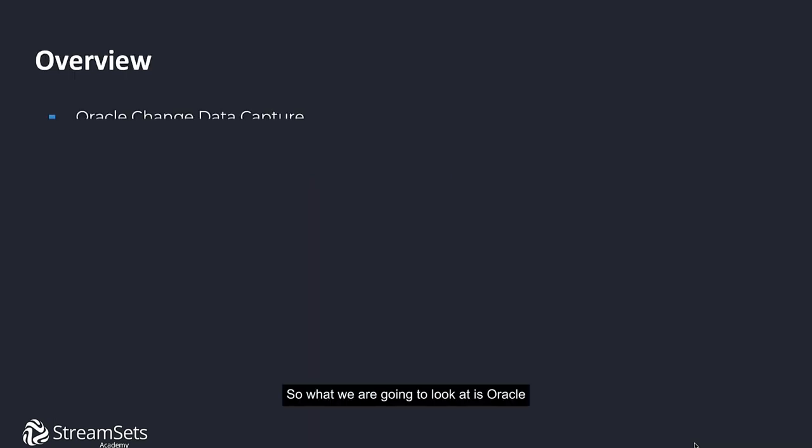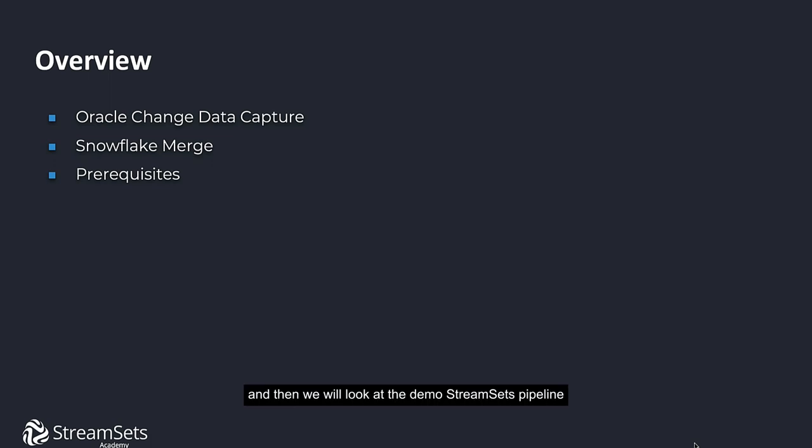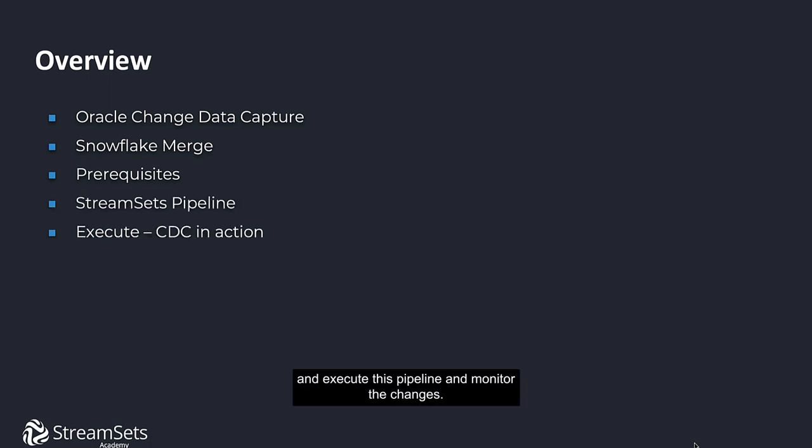So what we are going to look at today is Oracle Change Data Capture, what it is, and how we can use it. We will look at Snowflake Merge, where we can use Snowflake as a destination and set it up in such a way that it extracts all these changes from Oracle and writes them into Snowflake. There are some prerequisites we'll have to go through. And then we will look at a demo StreamSets pipeline, and we will execute this pipeline and monitor the changes. We will also execute this pipeline and make some changes on the Oracle side and see the actions which happen behind the scenes and what happens on the Snowflake side.